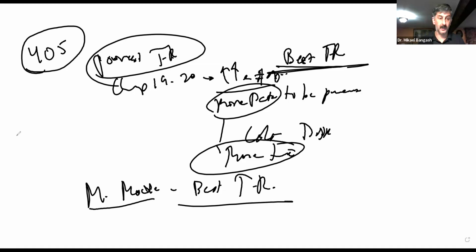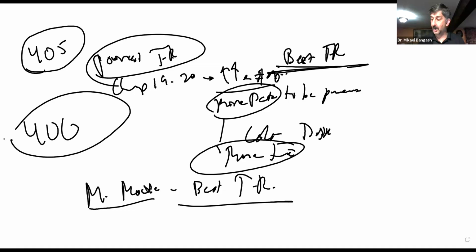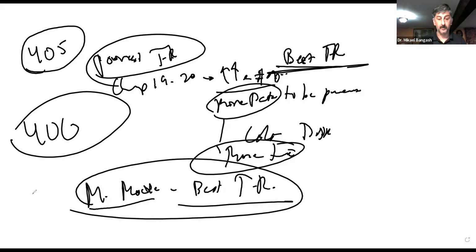So that's pretty much what they just asked in question 406, just the opposite. Which ultrasound imaging modality, now this is actually chapter 8, but anyway, chapter 11, has the best temporal resolution? And that is going to be your M mode. Clear?